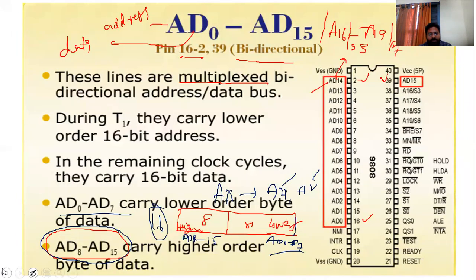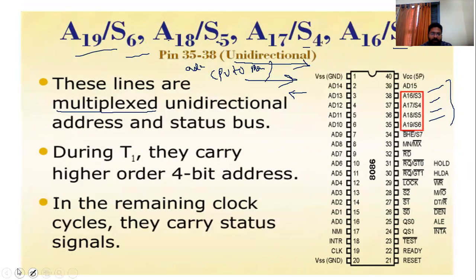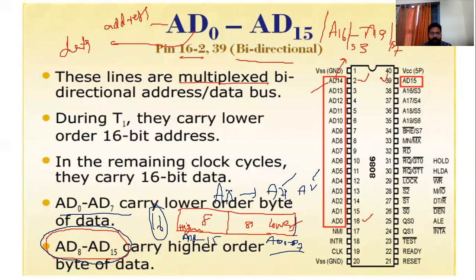Okay. Now the question is, these are the bidirectional lines. AD0 to AD15 are multiplexed, and A19 to A16 are also multiplexed lines, but the same pins are used for both purposes. Then how will we convert one state to another state? That is, address lines to status lines, or address lines to data lines.